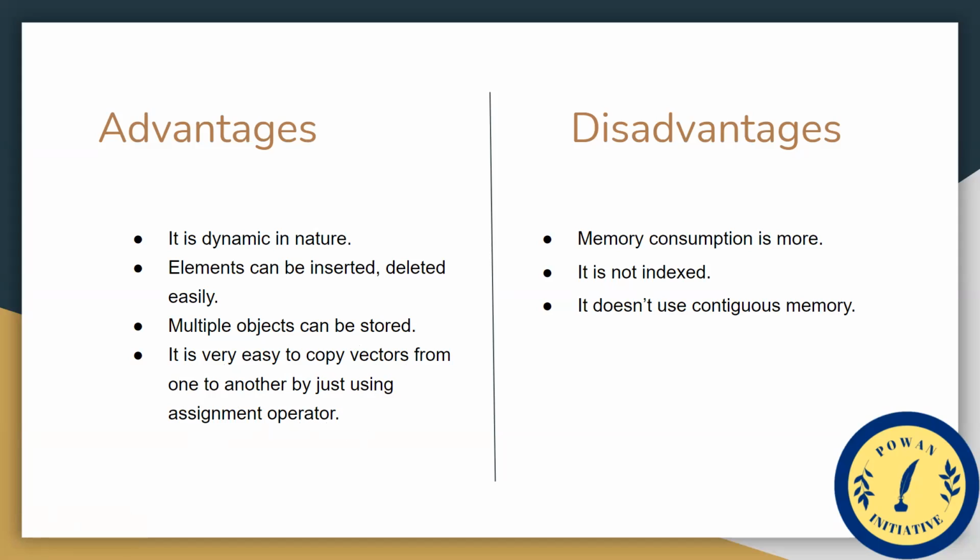Okay. Now, what are the disadvantages? See, the disadvantage is that memory consumption is more. As it is dynamic in nature, it consumes more memory. It is not indexed like an array. Arrays are indexed, but vectors are not indexed, and it does not use contiguous memory. Okay, it just uses dynamic memory.